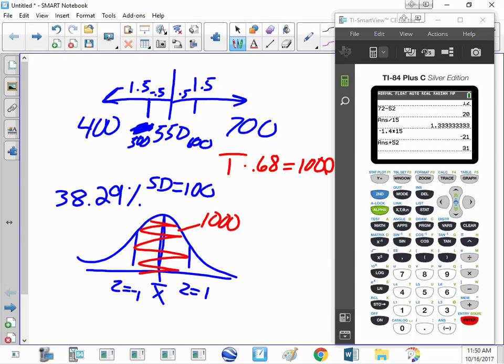How many kids were there? Well, if t times 0.68 is 1,000, how do I solve for t? Divide. So 1,000 divided by 0.68, there were a total of 1,470. Okay. Now, what am I looking for? How many of them fit in this narrow z equals 0.5 window? It's 38.29% of the total 1,470.